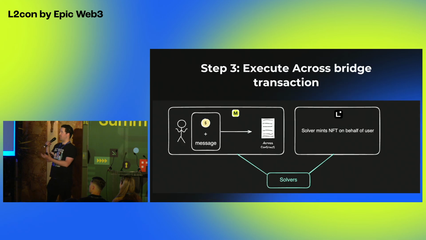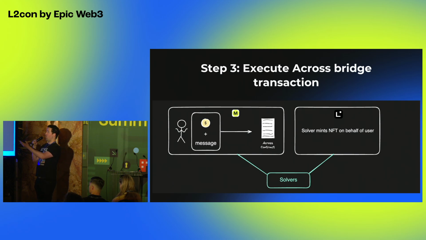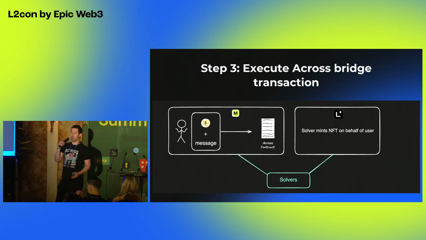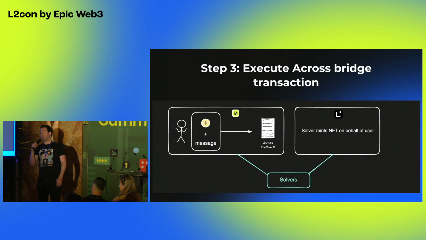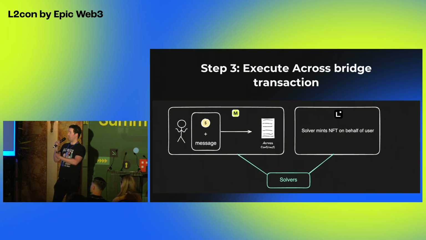So to show this better, this is the full flow. You have a user on Mode, and they're sending the value to mint that NFT along with this message to an Across contract on Mode. Solvers are then watching this, and when they see this intent, they're able to go to Linea and mint this NFT on behalf of the user. And once the optimistic oracle verifies that this intent was executed accurately, they refund the funds to the solver.